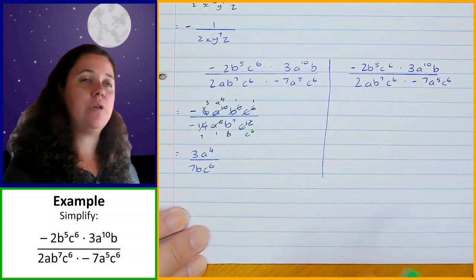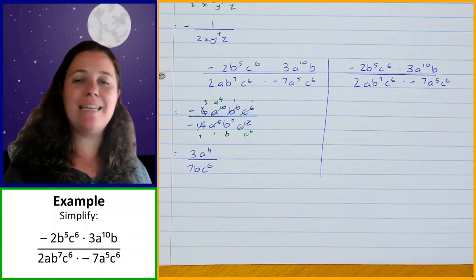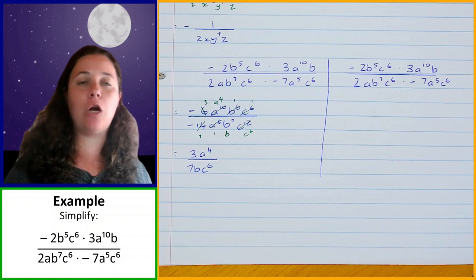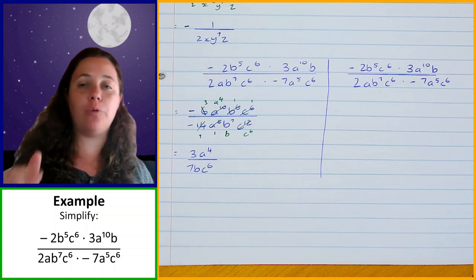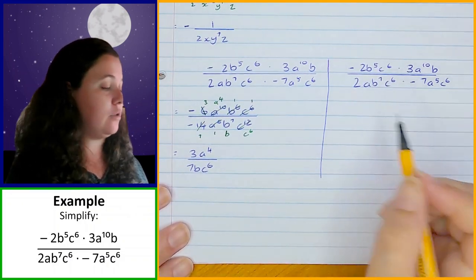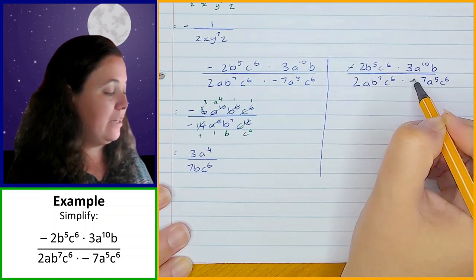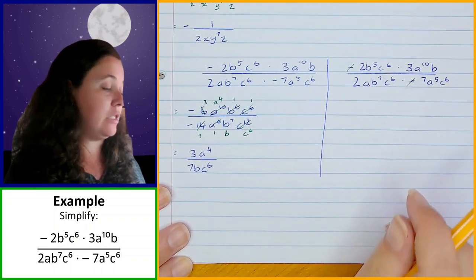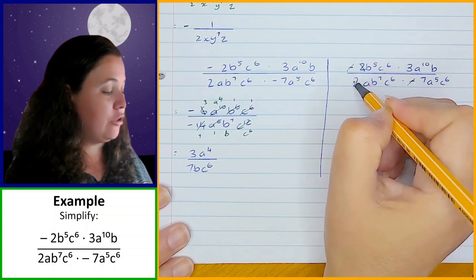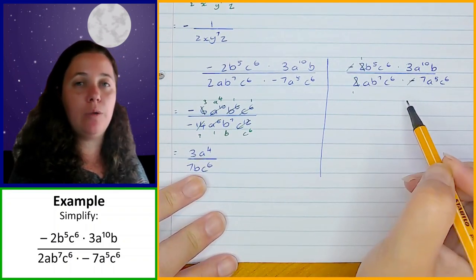Okay, so now what I can do is I can go and cancel any a's with any a's, any b's with any b's, any c's with any c's, so long as I'm cancelling top and bottom. I can't cancel bottom and bottom, and I can't cancel top and top. Okay, so first let's have a look at our numbers. I've got a negative at the top and a negative at the bottom. When I divide a negative by a negative, they give me a positive. If I have 2 and 2, those can cancel each other out straight away. Then over here, the 3 and the 7, I can't do anything with, so I'm done with my numbers.